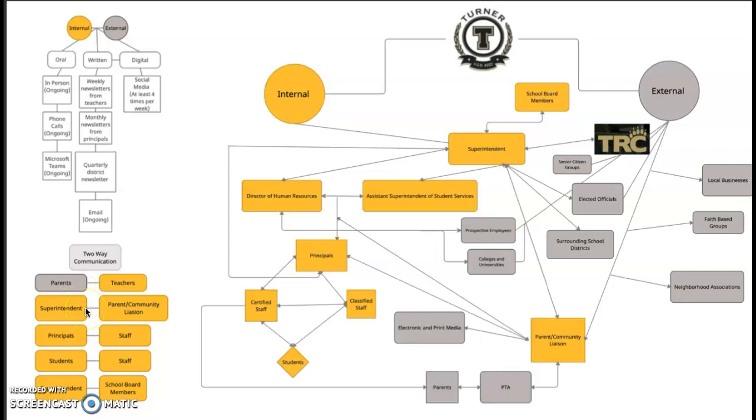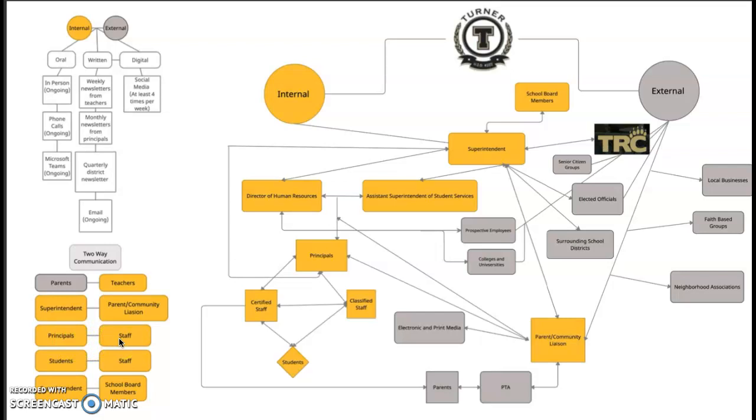The superintendent and parent community liaison, because they overlap some on who they're communicating with, need to be in constant communication and having two-way communication about who's touching base with whom and what they're working on with each of those publics. The principals have to have transparent and frequent communication with the staff.